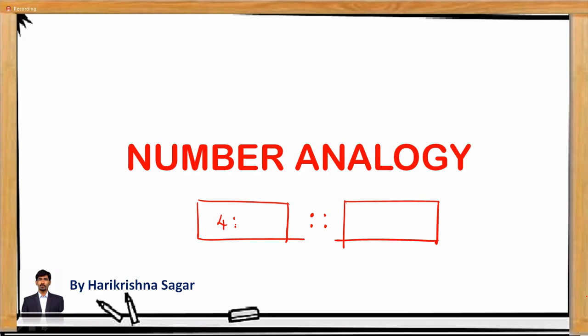So if 4 becomes 25, then 5 becomes what? This is the question. 4 becomes 25 means 4 becomes 5 square. Then 5 becomes 6 square, so the answer choice must be 36. Like that, you can see the question.